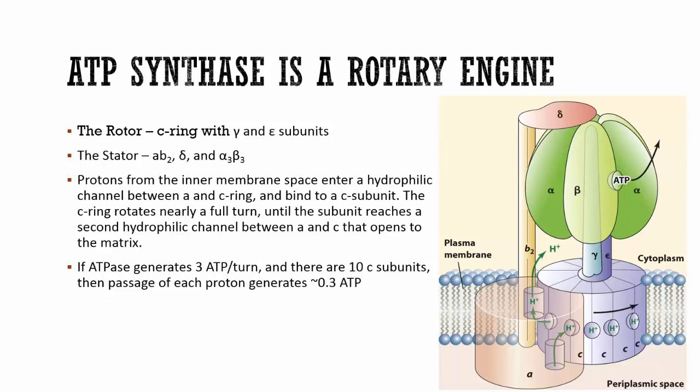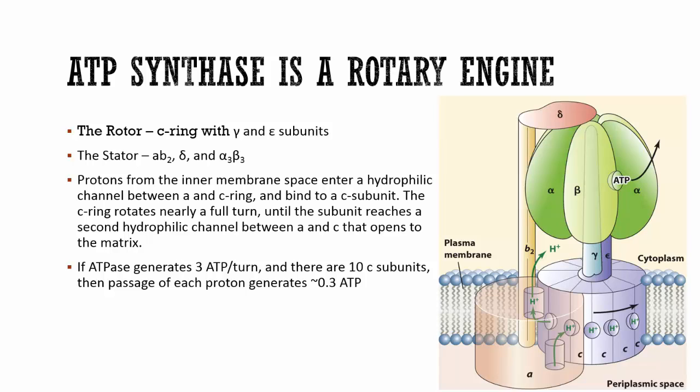As more protons bind, the C ring continues to rotate until it reaches a second hydrophobic channel in the A subunit that opens to the matrix, and the proton then disassociates from the C ring through the A channel into the matrix. The C ring then continues to turn as more protons enter from the inner membrane space. As the C ring rotates, it drives the conformational changes of the alpha-beta dimers through structural associations with epsilon and gamma.